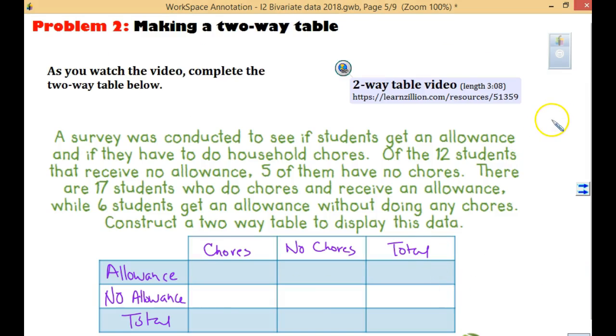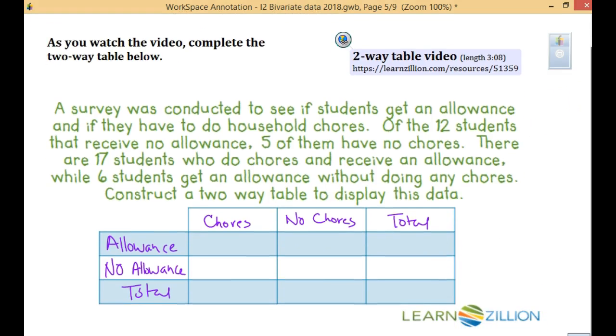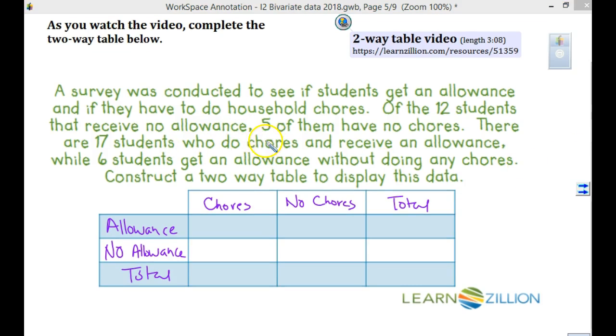This next table, this is what a lot of your homework looks like. So as we read this, a survey is conducted to see if students get an allowance or if they do household chores. So please fill in your table and put chores and no chores and then total. Going down, put allowance, no allowance, and total.